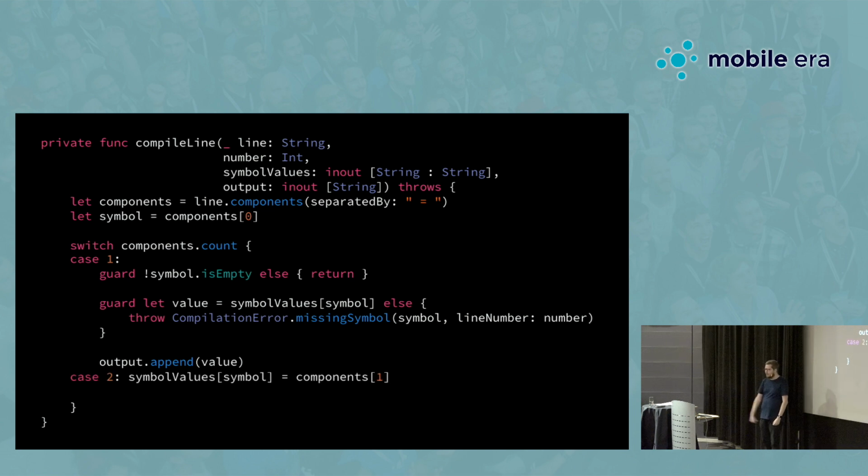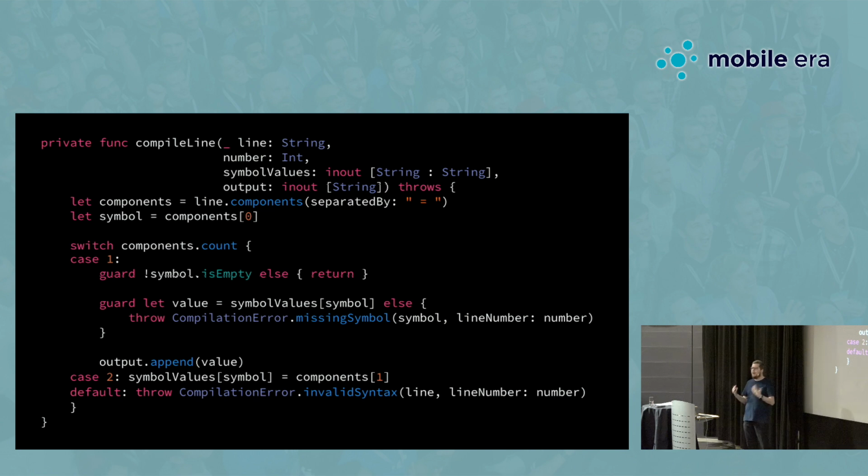We just take the second component from the array and assign it into our symbol values dictionary for that symbol name. And then, if we have another count of components, it means that we actually have a compilation error. So we throw an error that we have an invalid syntax, and here's the line, and here's the line number. And that's it. We've now written a compiler. I think that's pretty amazing.